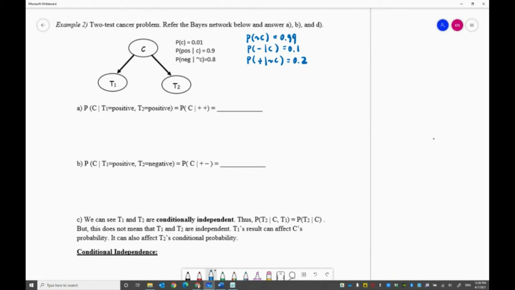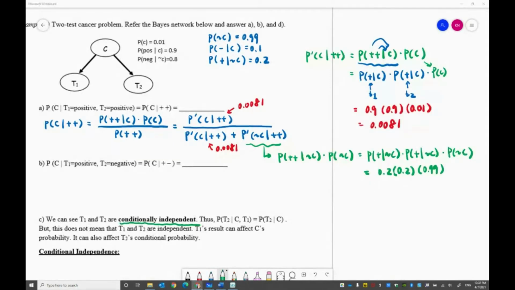If I just use Bayes rule for this one, I can say probability of C given positive and positive will be probability of positive and positive given C times prior probability of C divided by probability of positive and positive. This is Bayes rule. Or if we apply what we just learned, in this case, 1 over probability of positive is the normalizer. And the normalizer is 1 over prime plus negative prime.